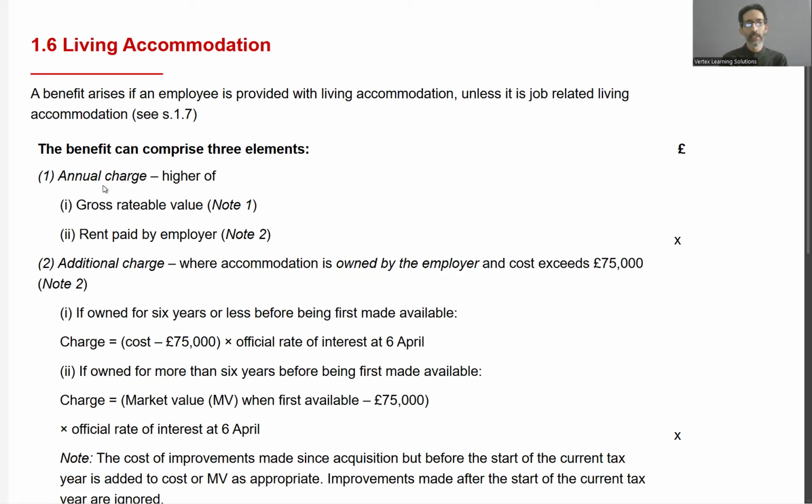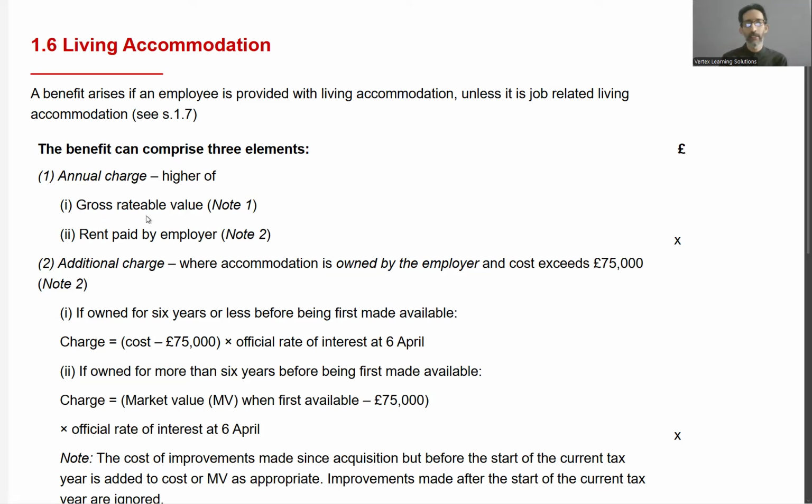So the first charge, which is the annual charge, is very simple. You have a gross rateable value of the accommodation, the house or the property that is provided, or in case the accommodation is rented by the employer for the employee, then that is the value. We're going to discuss what these are, but these are simple. You do not have to do any calculations. These are simply provided in the exam, whether it's the gross rateable value or the rent paid by the employer.